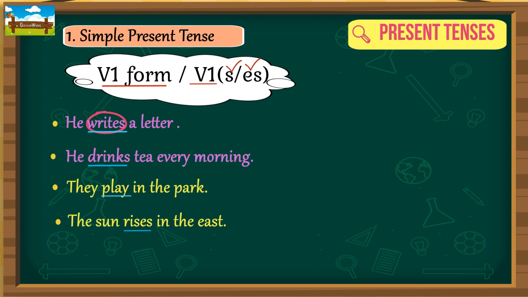Next is he drinks tea every morning. If you notice, drink is used without is. This is a regular action that happens daily in the morning, making it a simple present tense. Moving on to they play in the park. Here, play is the V1 form of the verb, making it a simple present tense. Finally, the sun rises in the east. This is a universal statement, and rises is the V1 form of the verb, indicating the simple present tense.